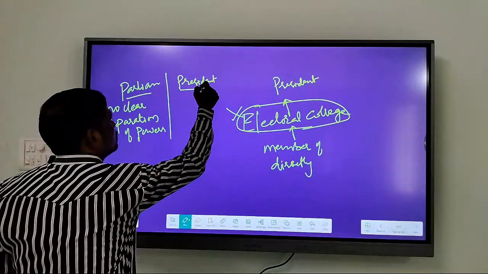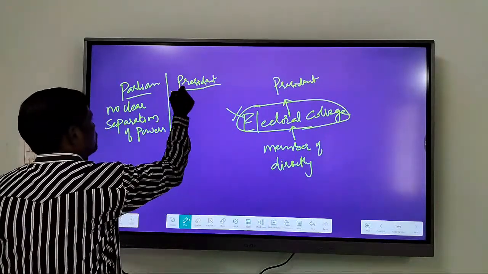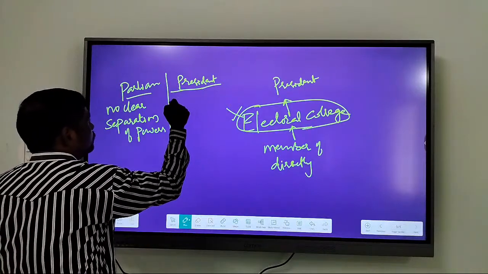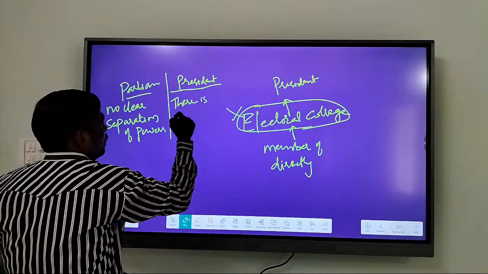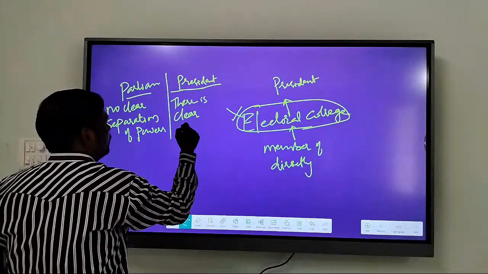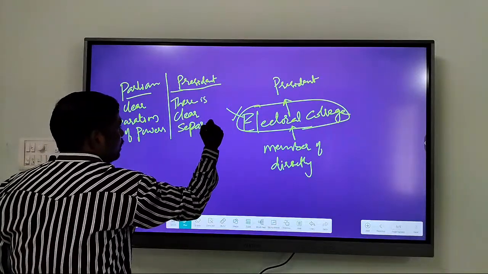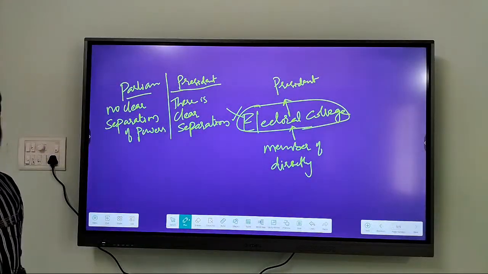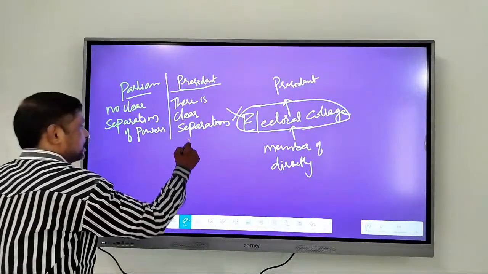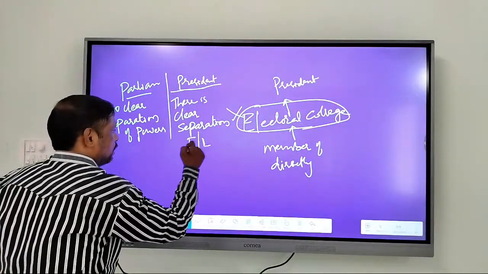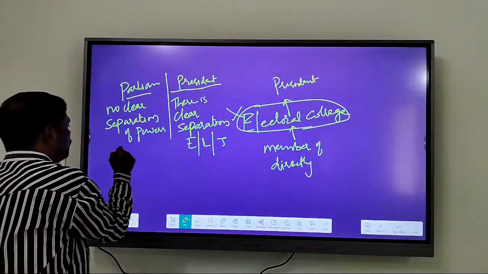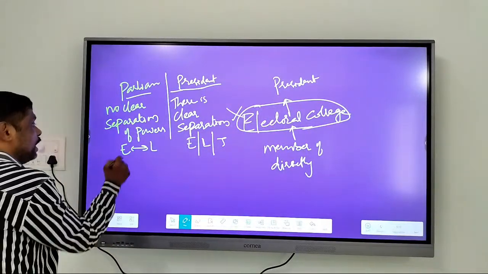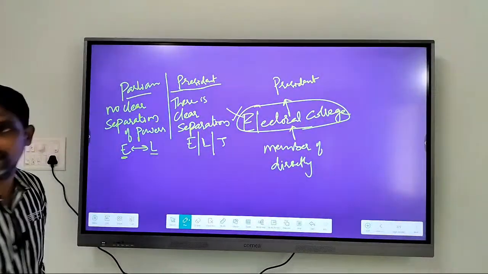Whereas in the presidential system, there is a clear separation of powers. The powers are clearly separated between executive, legislature and judiciary. But here there is no clear separation between executive and legislature, because the executive is a part of the legislature.